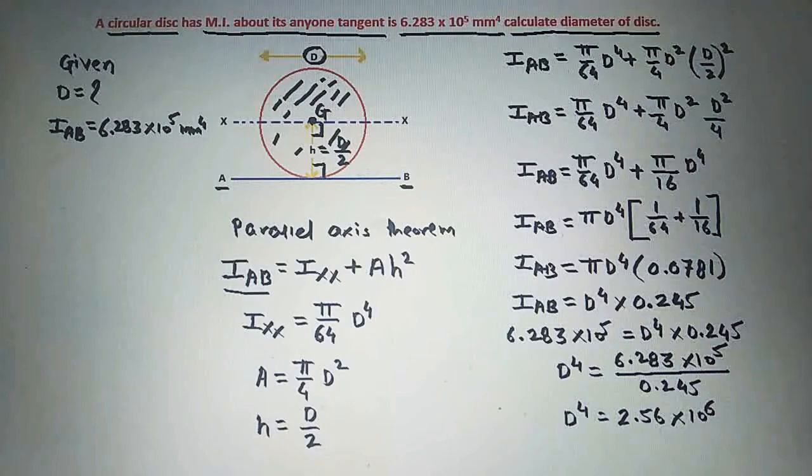2.56 into 10 raised to 6, and if we take the fourth root of this 2.56 into 10 raised to 6, then we will get the answer of D as 40, and the unit is mm here. So the answer of diameter of a disc, that is capital D, is equal to 40 mm, and this is the solution of this problem.